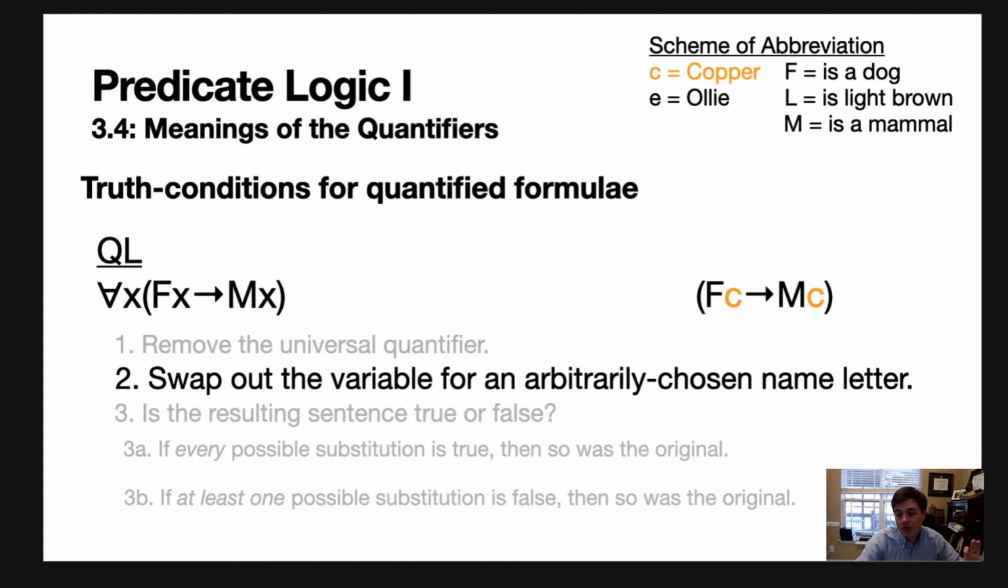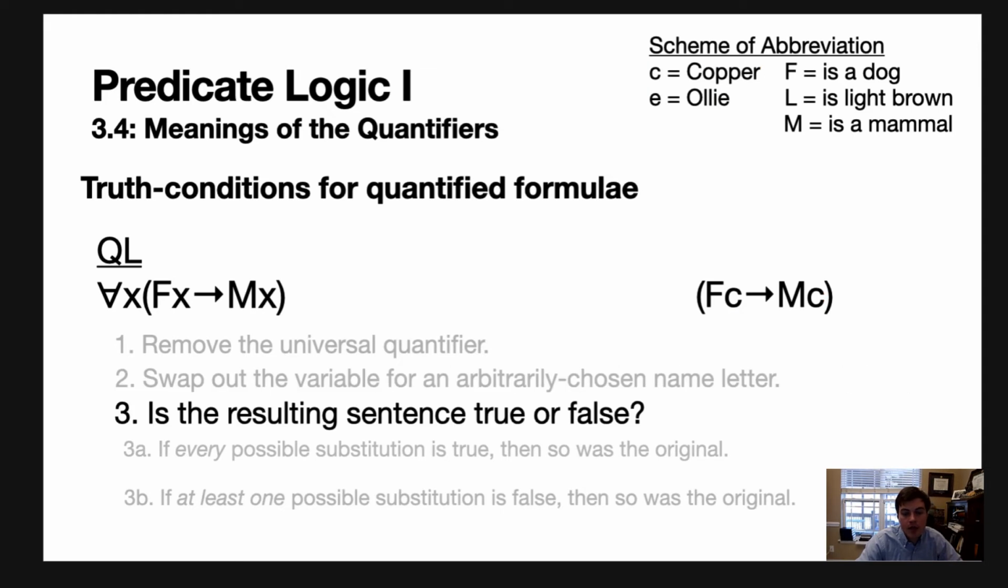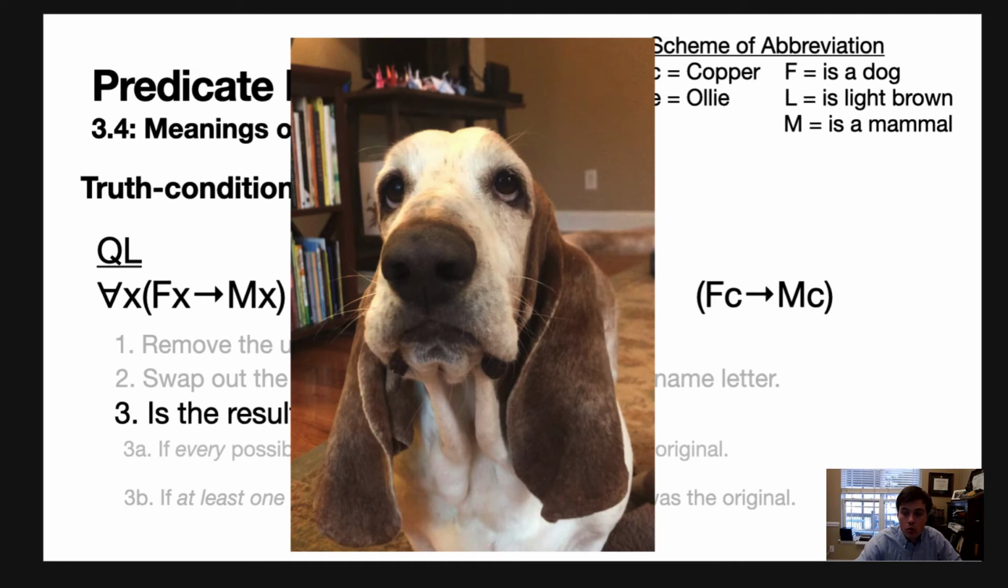And the idea is to do this somewhat arbitrarily. Sometimes you have so many that you can't do them all mechanically, but just pick one and swap it in. And then the question is: is the sentence that results once you've swapped in a name letter true or is it false? So what is this saying? Well, what this is saying is that Copper, if Copper is a dog, then Copper is a mammal.